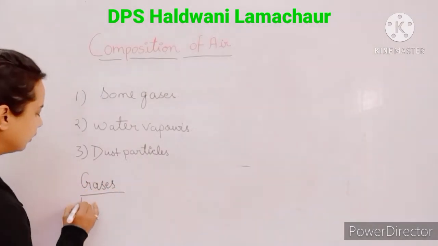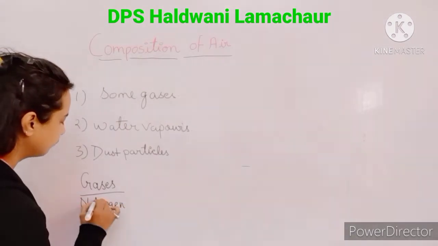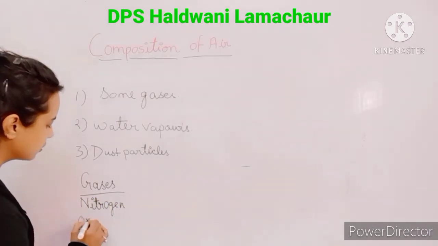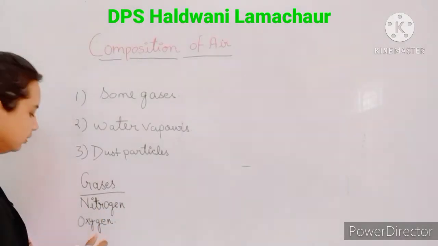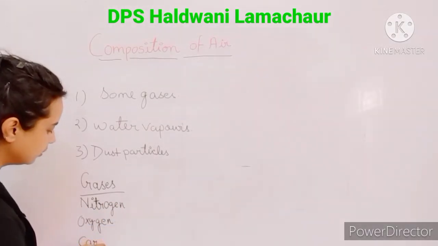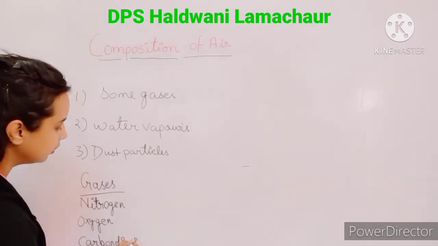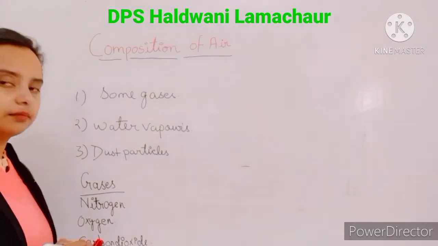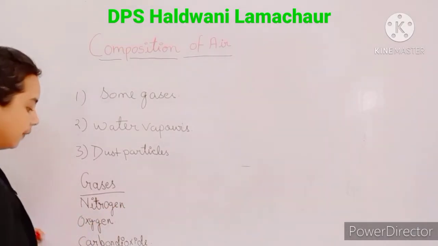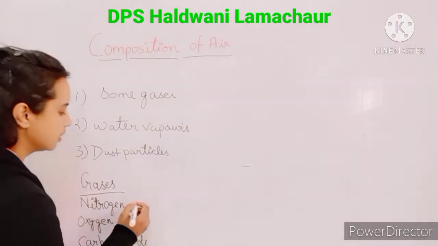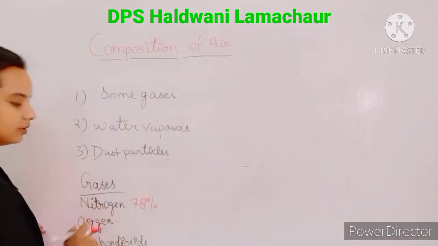First is nitrogen. Second is oxygen, it is very important. Nitrogen, oxygen, carbon dioxide, and there are some more gases. These are some important gases. So nitrogen gas is 78% in the environment.